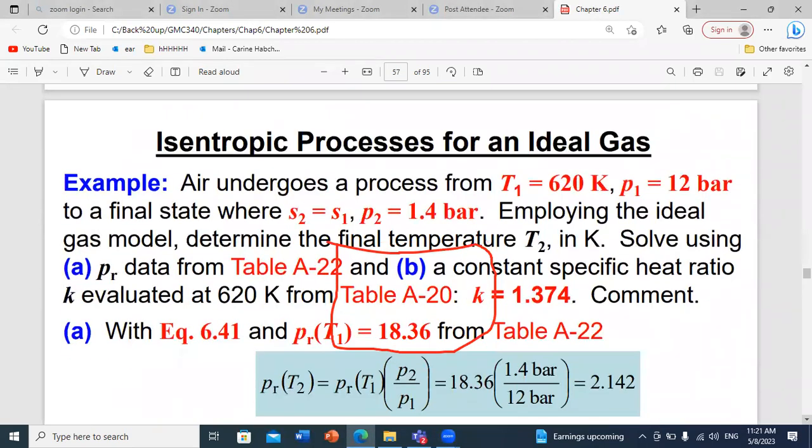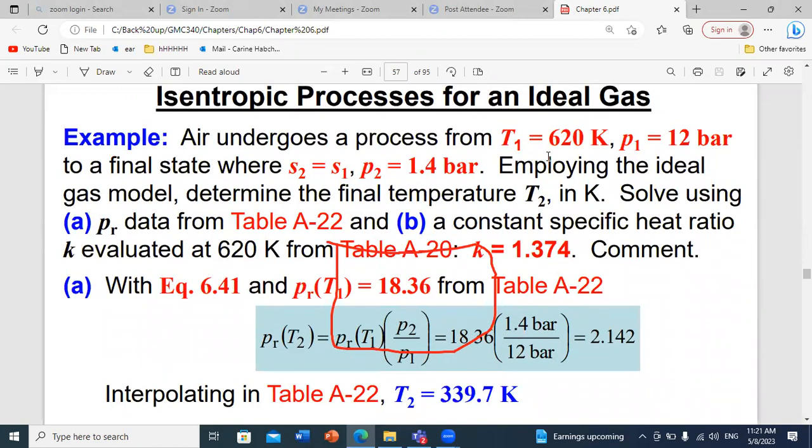So if we consider air undergoing a process from T1 equals 620 Kelvin, P1 equals 12 bar, to a final state where S2 is equal to S1 and P2 is equal to 1.5 bar. They are telling you that, employing the ideal gas model, determine the final temperature T2 by two methods. The first method is to use Pr, and the second method is to assume a constant specific heat ratio k. Okay, so here we'll see that the two methods will give close results. But of course, the first method is more accurate.